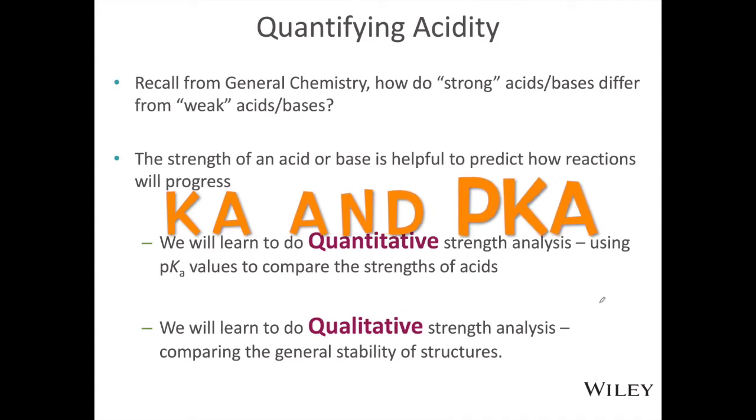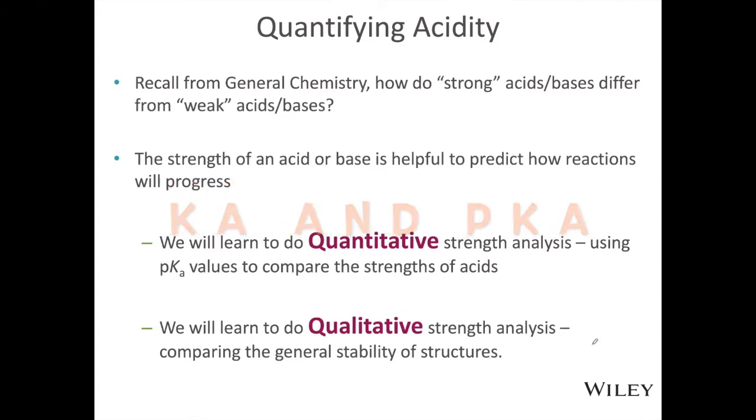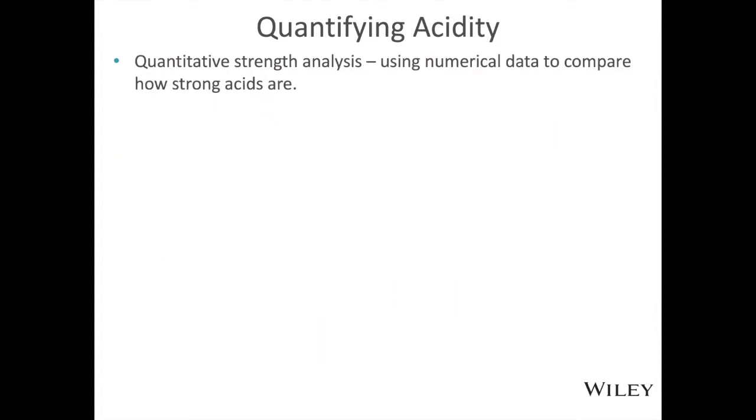Ka and pKa. Recall from general chemistry, we had a list of strong acids that would completely dissociate, and then everything else was considered a weak acid because it partially dissociated. In this course, we're going to entertain all of those acids, and we're going to be talking about how likely are they to give up a proton based on their pKa. But in order to talk about pKa, we have to take a step back and talk about equilibrium. Quantitative strength is going to give us a number to compare how strong an acid is.